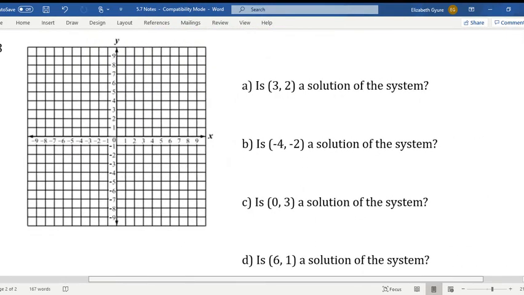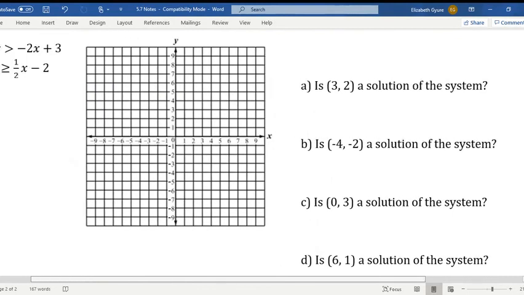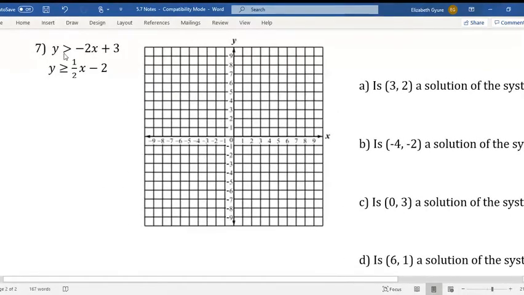Number 7, we're actually going to check a couple points and make sure we understand when it's a solution or not. So for the first one, we have y is greater than negative 2x plus 3. So real quick, because we're running out of time, somebody tell me what's my y-intercept here? 3, very good. We got a dot at 3.